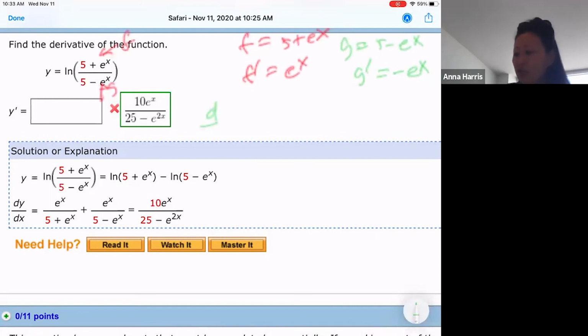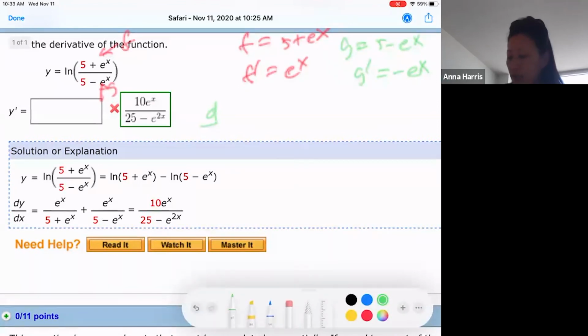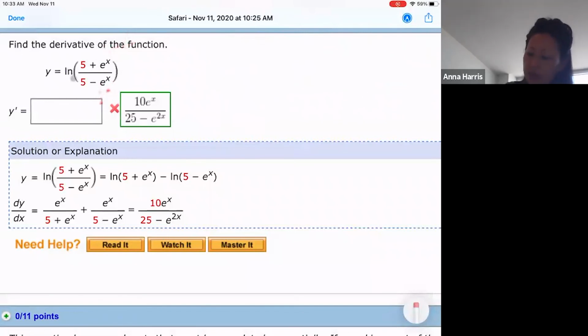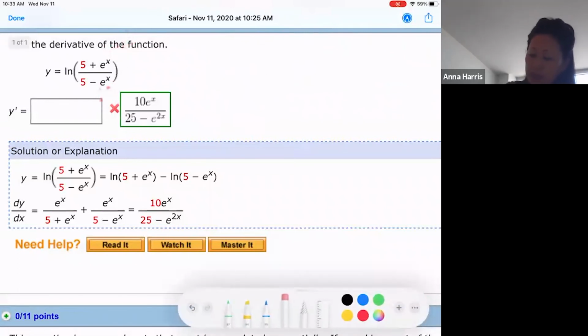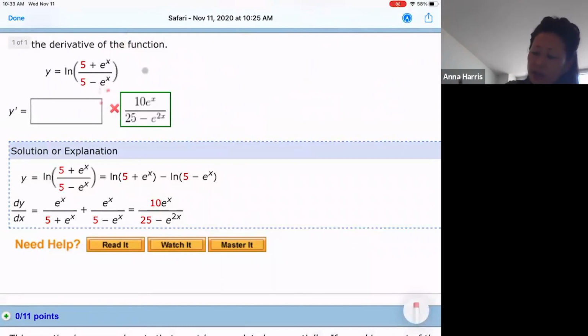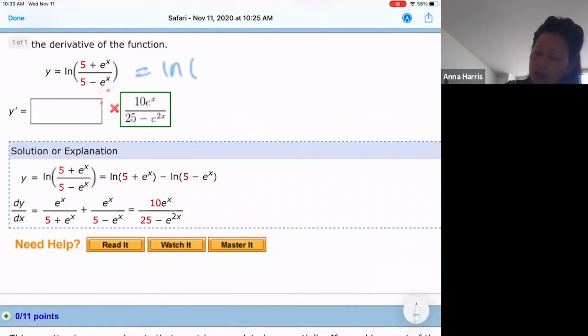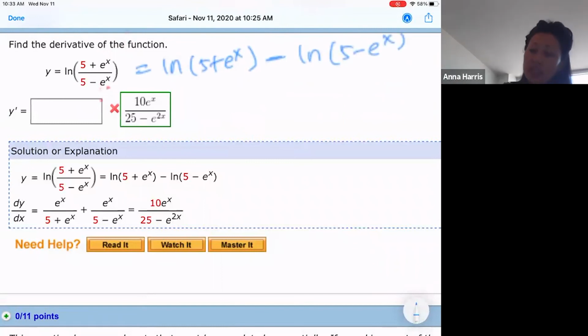Oh, by the way, it's natural log in the front. Excuse me. It's a natural log in the front, so I need to do what? I need to expand them first. It's natural log in the front, so I can rewrite it as natural log of 5 plus e to the x minus natural log of 5 minus e to the x. So now this becomes much easier then.